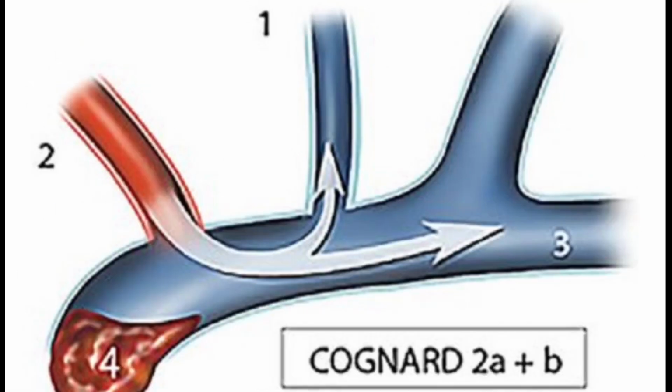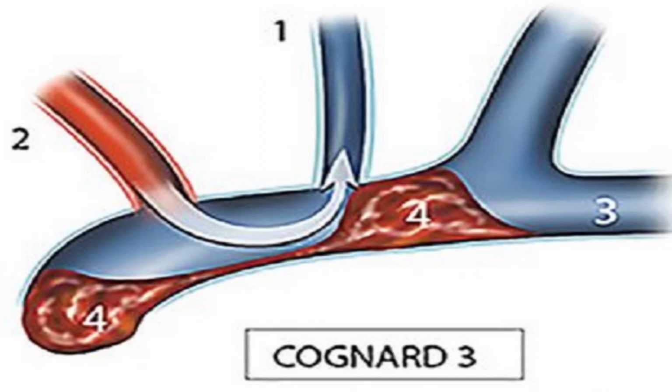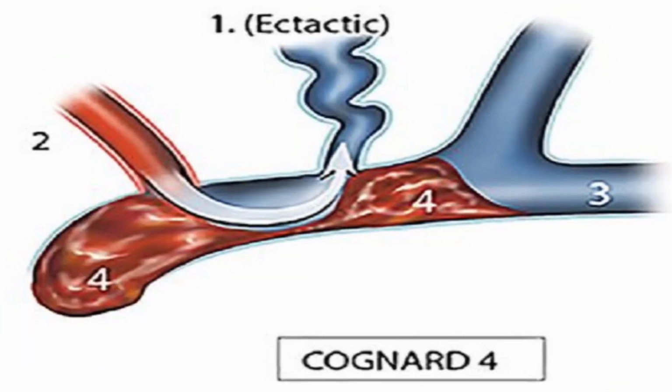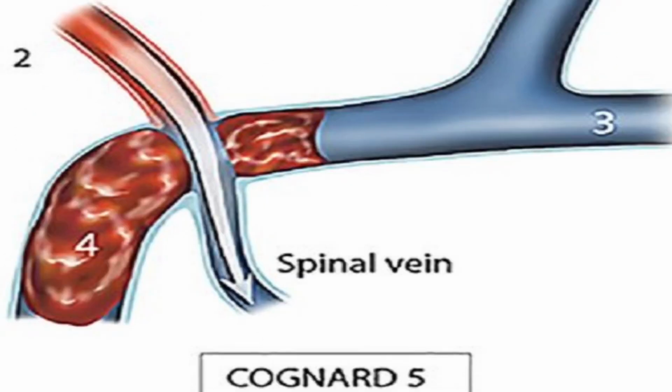Cognard type 2A plus B dural AV fistulas drain into the venous sinus with retrograde venous flow associated with cortical venous reflux. Cognard type 3 dural AV fistulas drain directly into cortical veins with no venous ectasia. Cognard type 4 dural AV fistulas drain directly into cortical veins with associated venous ectasia. And Cognard type 5 dural AV fistulas drain into the spinal perimedullary venous system.